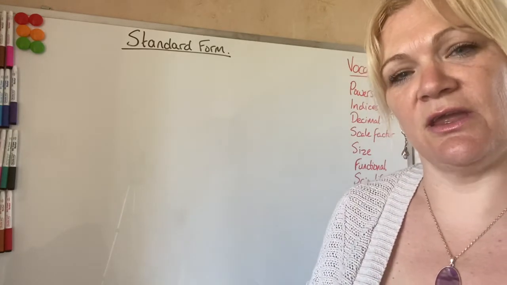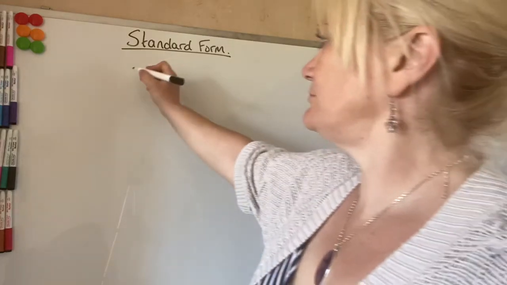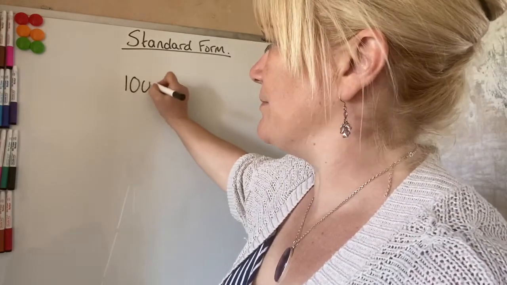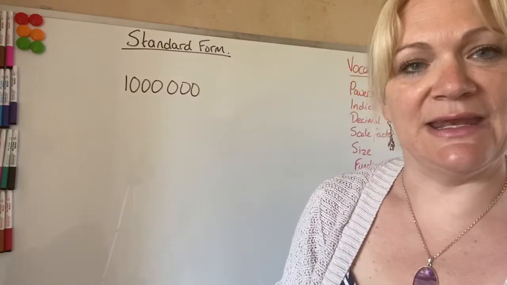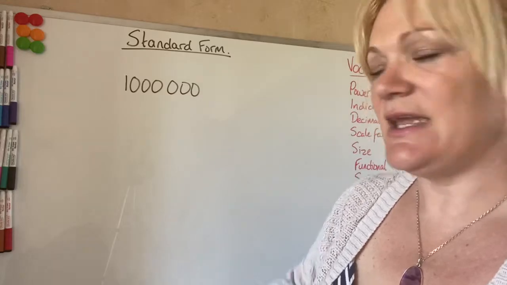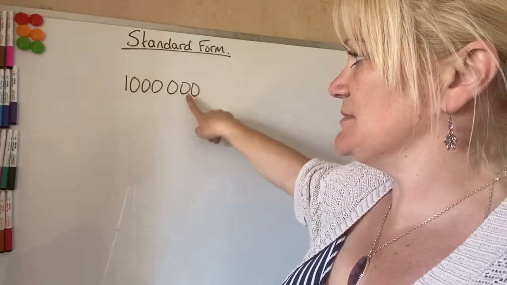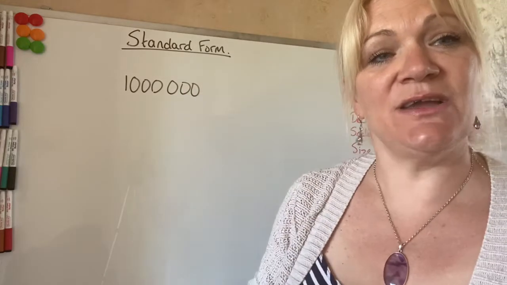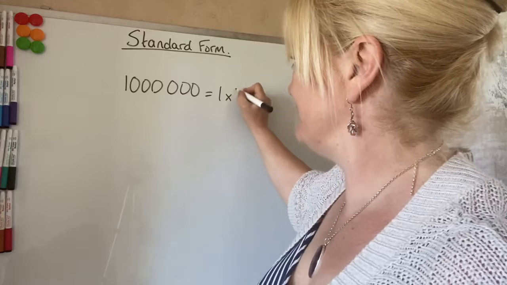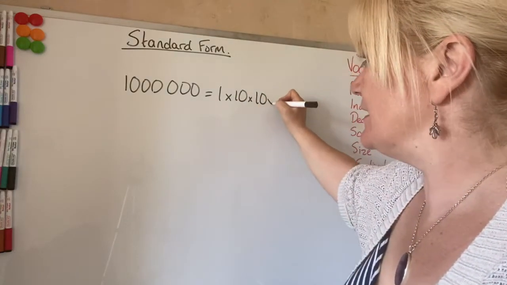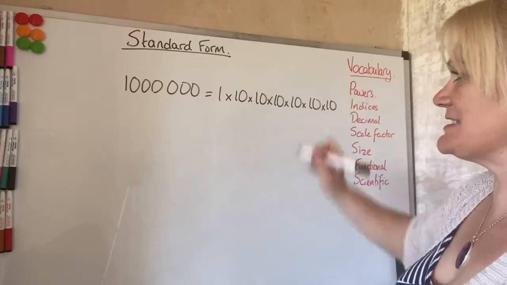We're going to start looking at really big numbers. So if I had, for example, 1 million. Now most of us are quite happy that 1 million has 6 zeros. It's 1 times 10 times 10 times 10 times 10 times 10 times 10. It's 1 times 10, 6 times. 1, 2, 3, 4, 5, 6. Okay?